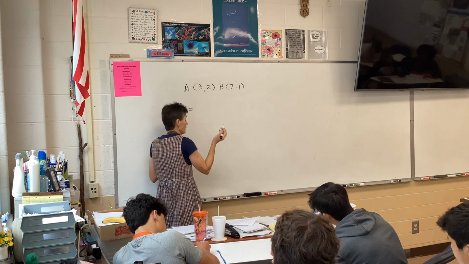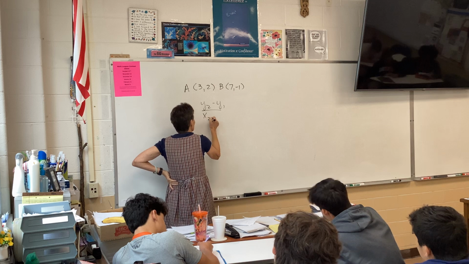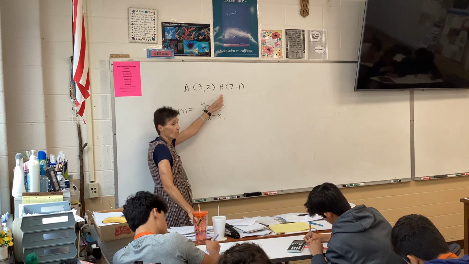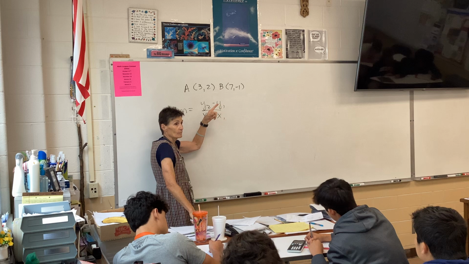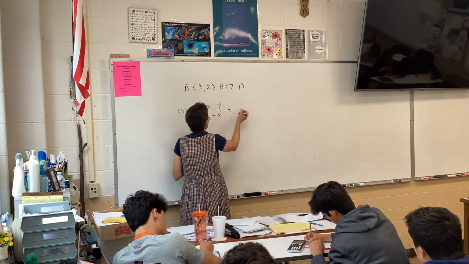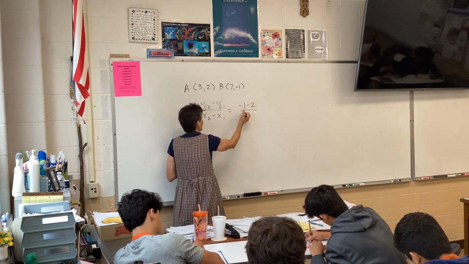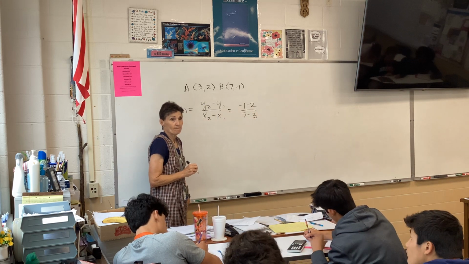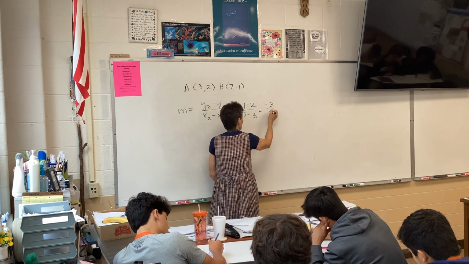Yep, so your formula, if you're a formula type person, is this. And of course, these x's and y's are your points, right? So like this is x1 and this is x2. So here we go. y2 minus y1 is negative 1 minus 2, and x2 minus x1 is 7 minus 3. Does that look okay? So that's going to be my slope, negative 3 over 4.